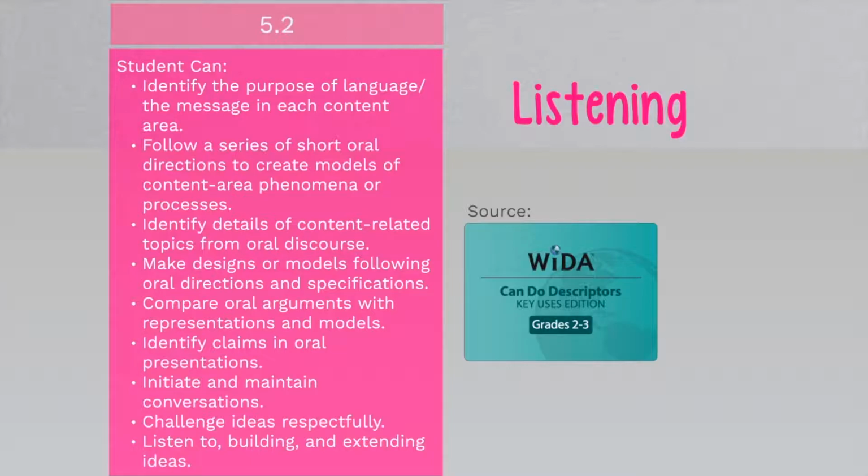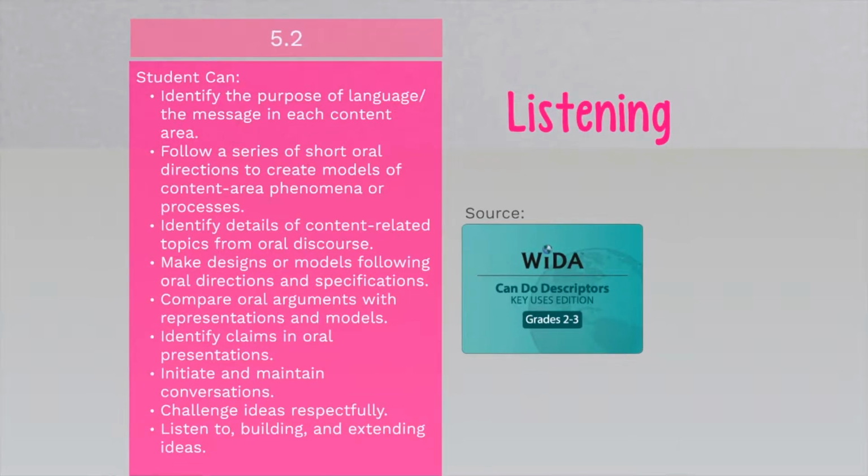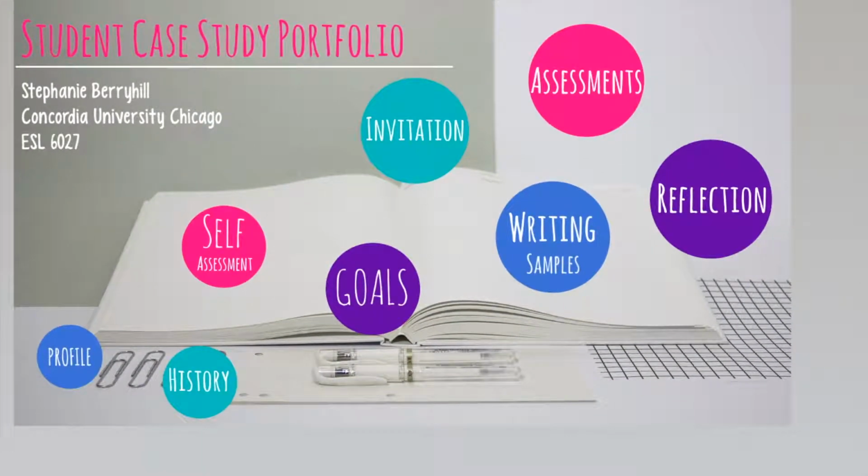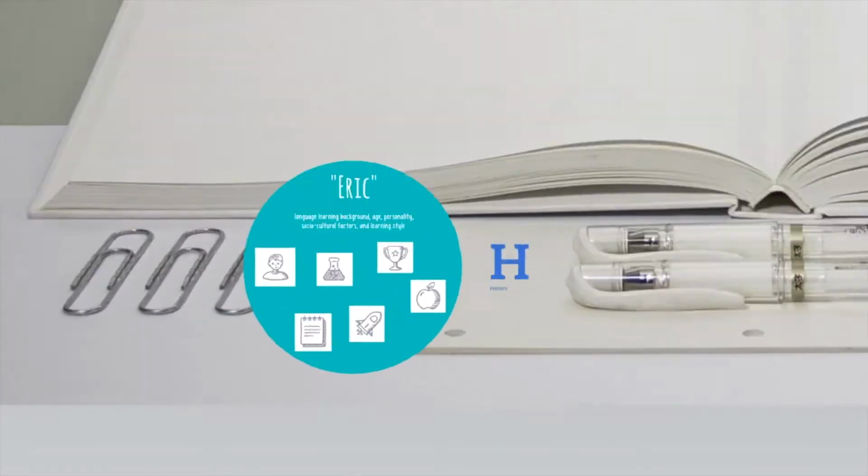He can process arguments by comparing oral arguments with representations of models, and he can identify claims in oral presentations. And he can discuss by initiating and maintaining conversations and challenging ideas. Next, we'll move to his history.